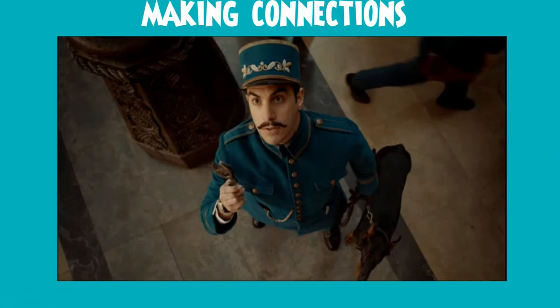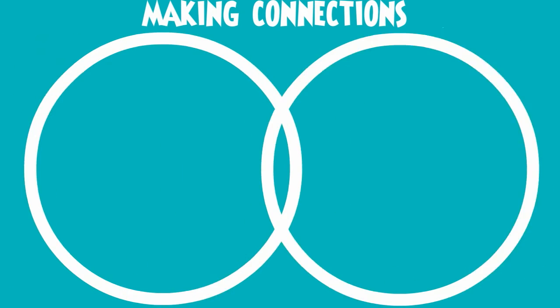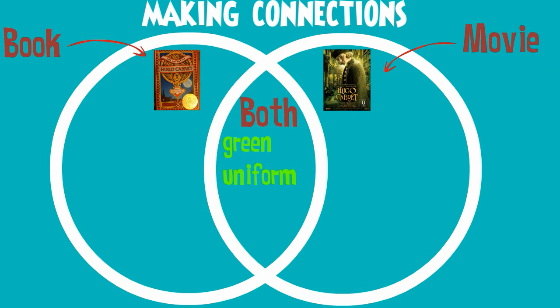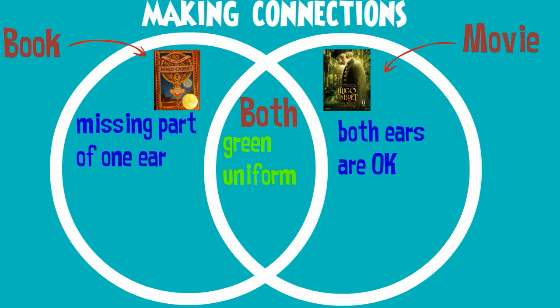Okay, now let's look at this image of the station inspector from the movie and think about any similarities and differences using our Venn diagram. Well, he's in a green uniform, just like the text says. It looks to me like he has the tops of both his ears, so there's one difference. He also has a dog with him, and in the book, it never mentions a dog. Well, I'm not really sure if he smells like cabbage just looking at the picture, but I could imagine it.